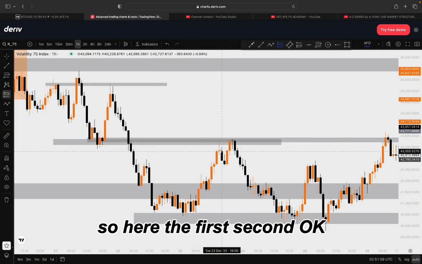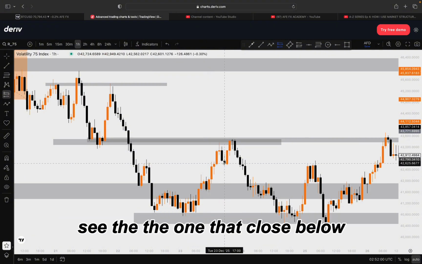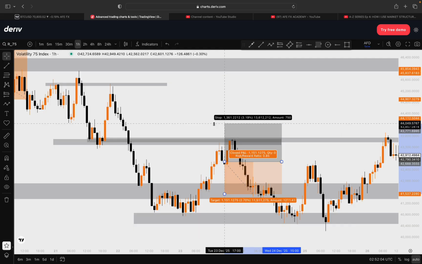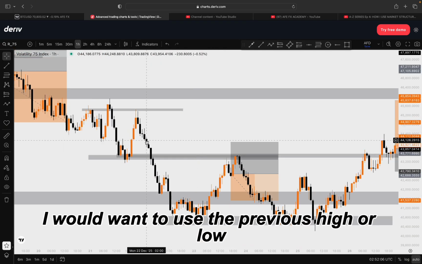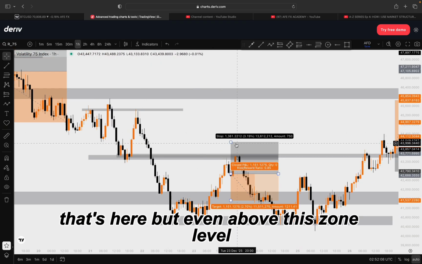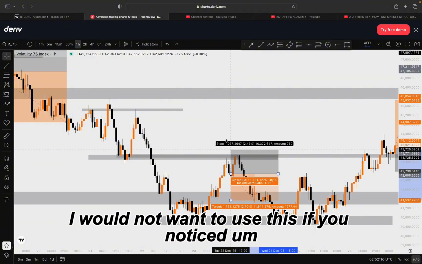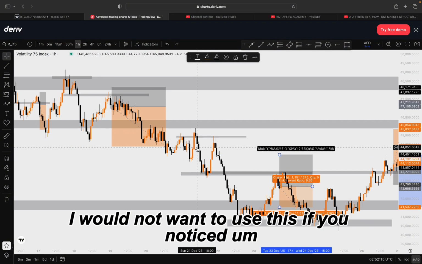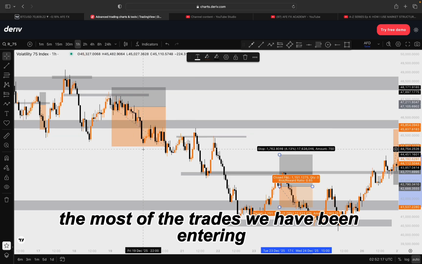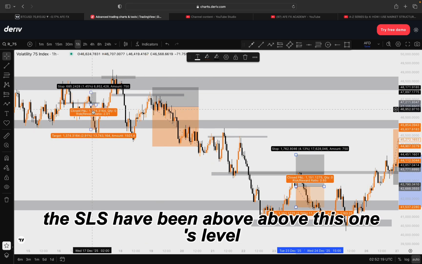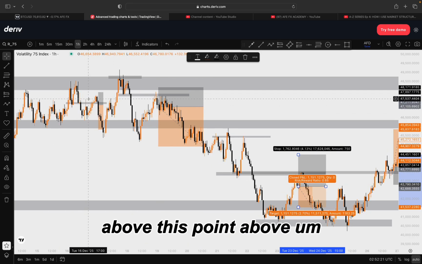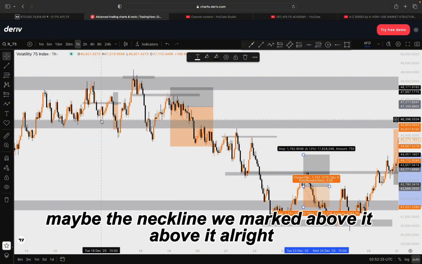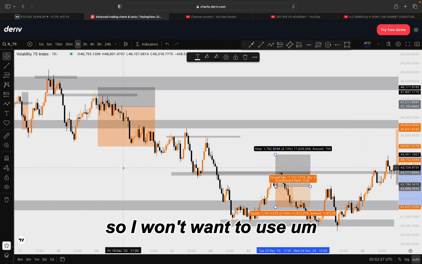So here, the first, second, okay, see the one that closed below. So my entry will be here. For the SL level, I would want to use the previous high or low that's here, but even above this zone level. I would not want to use this. If you notice, in most of the trades, the SLs have been above the zone's level, above this point, above maybe the neckline we marked, above it, right? So I won't want to use this.